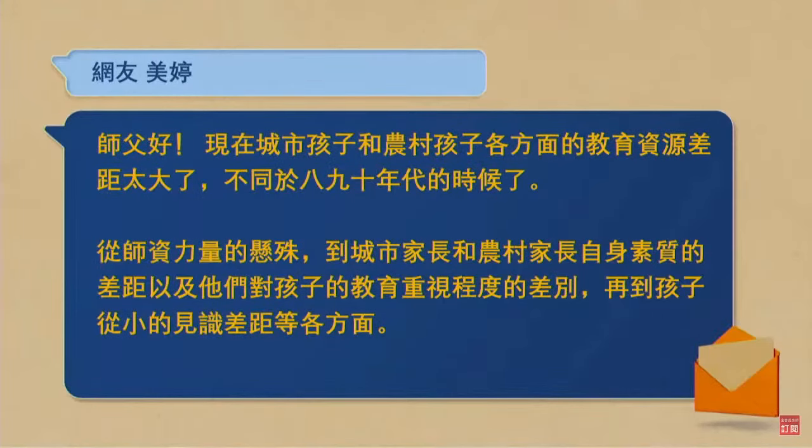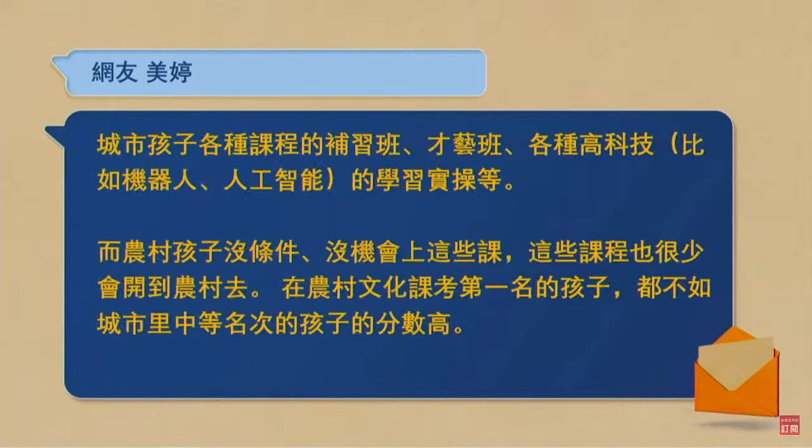Mei Ting wrote a letter to Master. Hello, Master. Children growing up in the city and the rural areas have completely different access to every aspect of education resources. The teachers' resources are different. The parents from urban and rural environments also have very different education and upbringing, which affect how much they value education. The children's experience and other aspects are widely different.